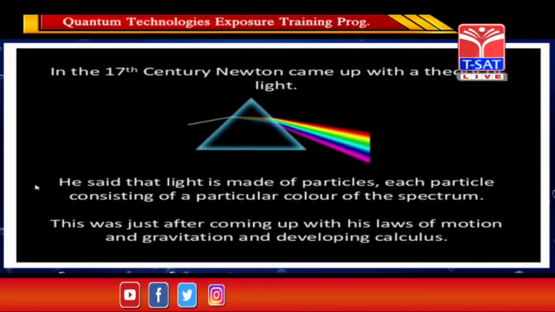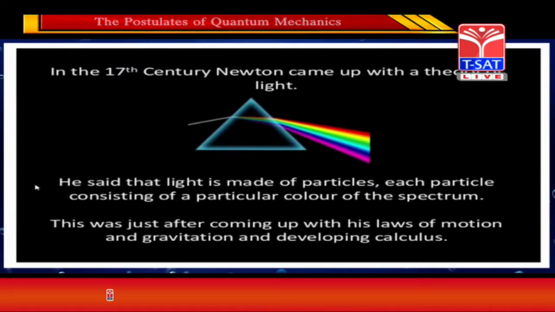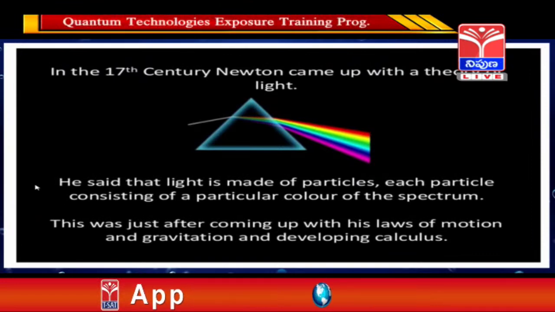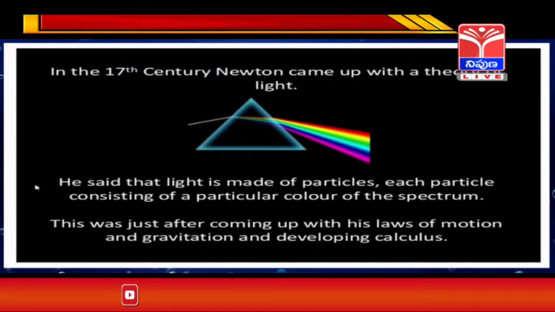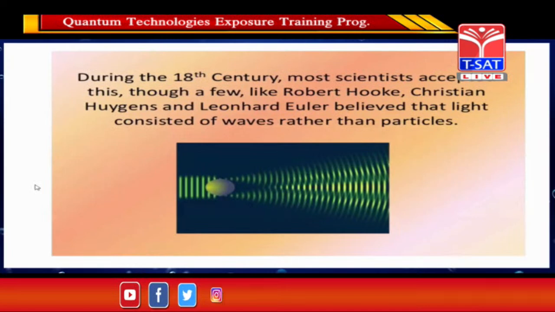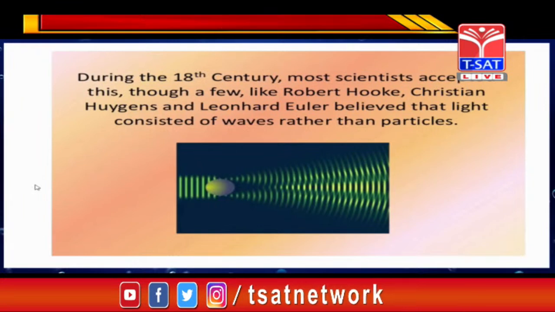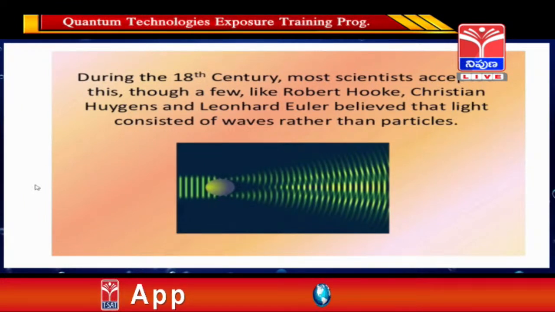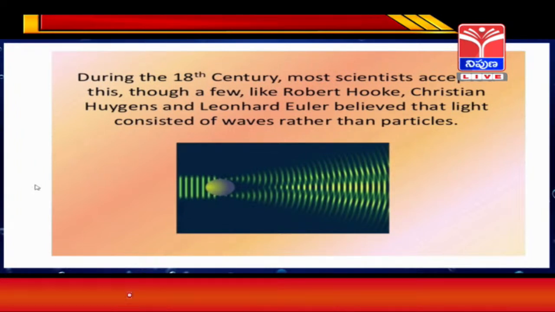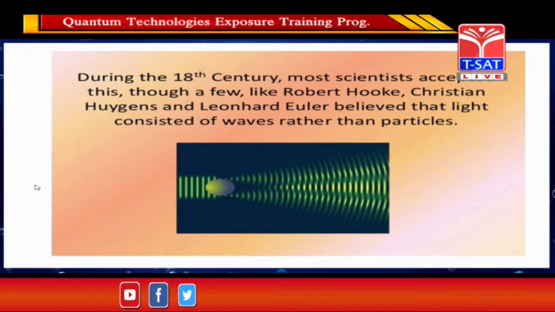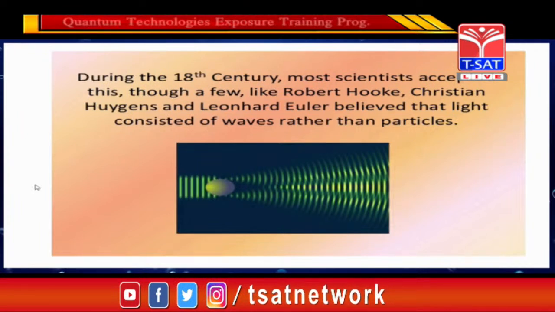Sure, sir. So he said that light is made up of tiny particles. Later we named the particle the photon. This was just after coming up with the laws of motion and gravitation, and when he developed calculus also. But after that, during the 18th century, most scientists accepted that light is not made of particles. Newton was wrong in that case. People like Huygens, Hooke, and also Young developed the theory and experimentally demonstrated that light is basically a wave.